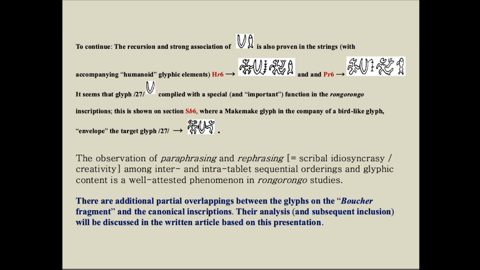And it suggests that this new specimen, this Boucher fragment, we'll call it, deserves to be studied and included in serious analyses of rongorongo, and being potentially a complete inscription to itself could shed light. Next slide.